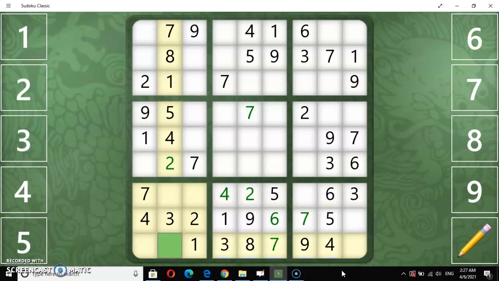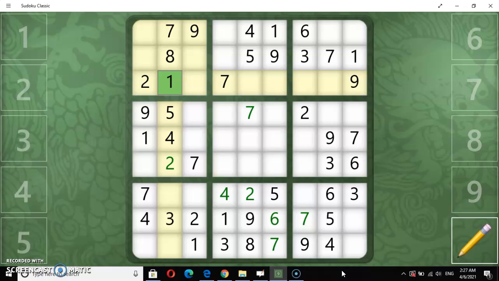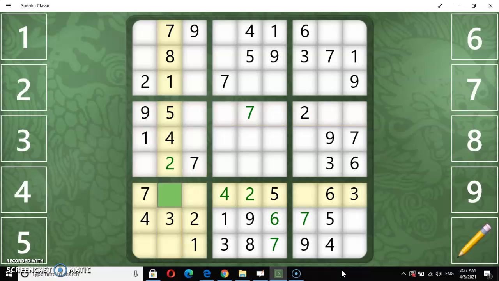Or here 2 blocks only in this row. We have only 2 blocks. 1, 2, 3, 4, 5, 6 is missed. I cannot write 6 because here I have 6. So go here 6.